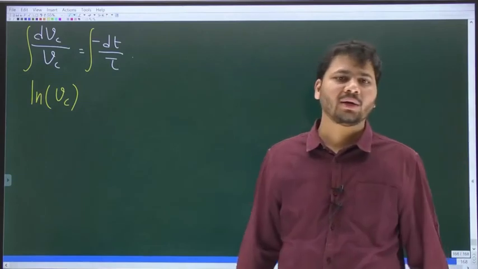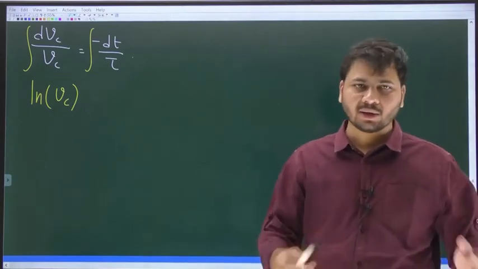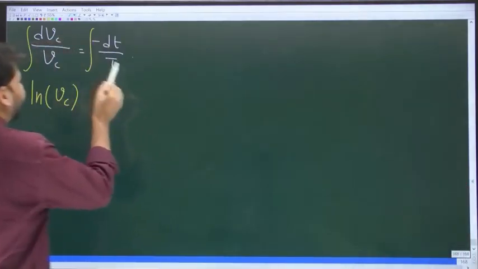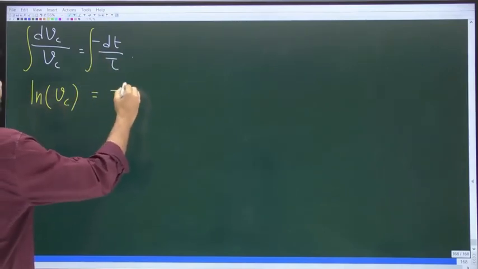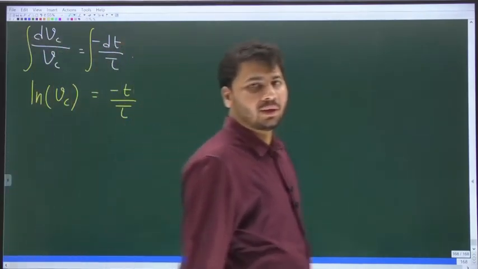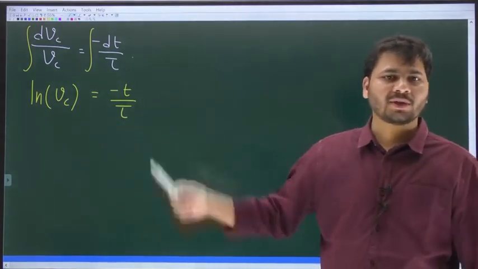In fact, tau is the time constant, which is equal to R into C. R is constant, C is constant, so R into C is also constant. So minus 1 by tau will come out. Integration of dt is simply t. So ln of Vc is equal to minus t by tau. Is it complete, or must something be added?